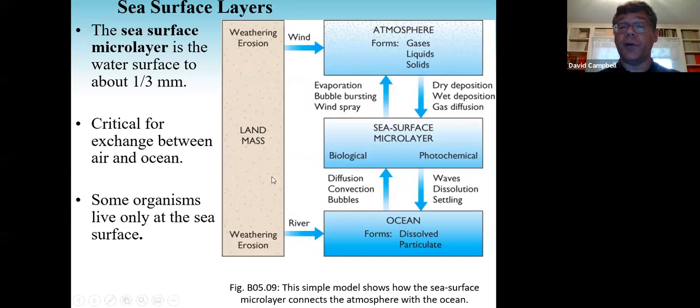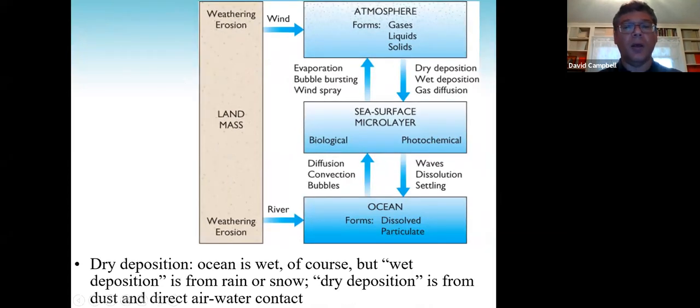There are all sorts of different back and forth things going on. Caption says it's a simple model, doesn't look like it at a glance. Zoom in a little bit more. Most of these are pretty straightforward. Okay, yeah, evaporation, bubbles popping, wind spray, bubbles rising, stuff dissolves, sinking, all that going on.